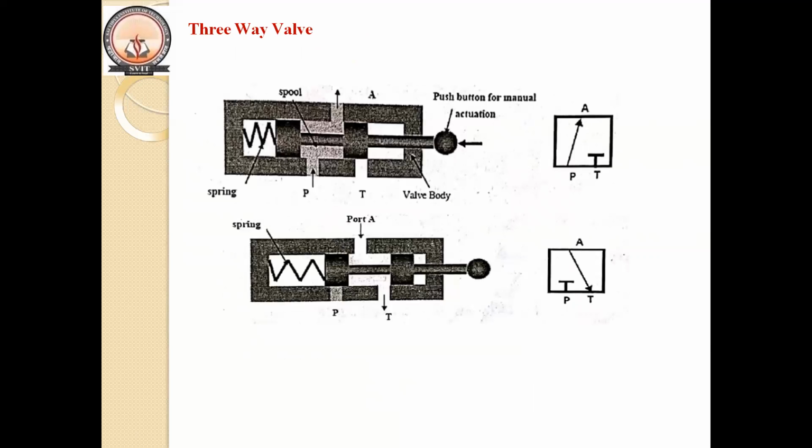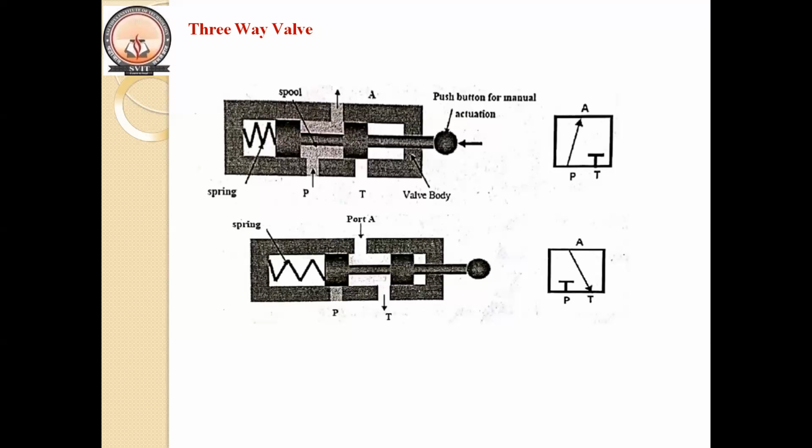Okay, next we have a three-way valve. The three is nothing but the number of ports. Here you can see there are three ports: pressure port, actuator port, and tank port. Hence the name three-way valve. And this is a two-position valve. Hence the name 3 by 2 valve. And here the spool is actuated by means of a push button.